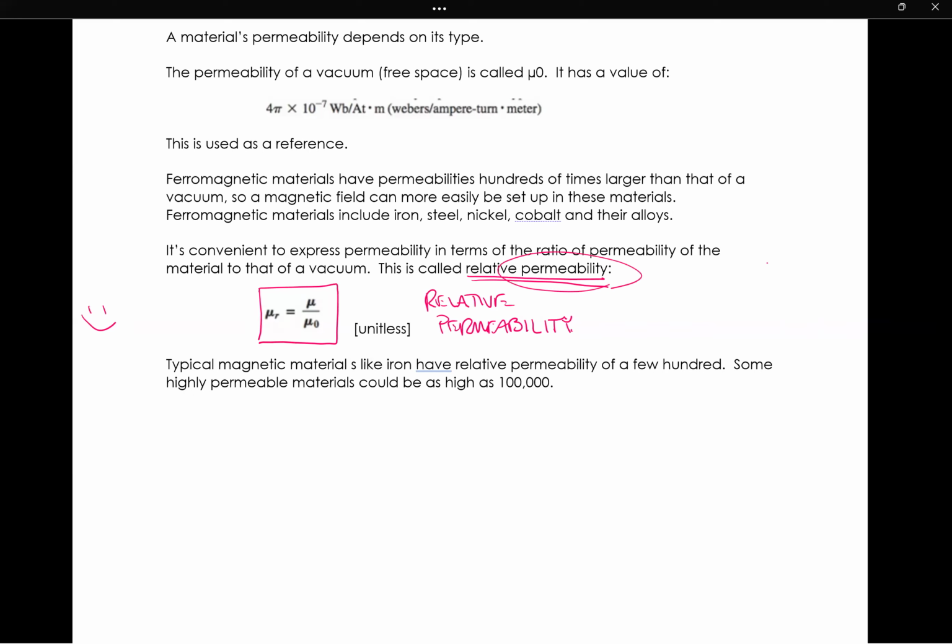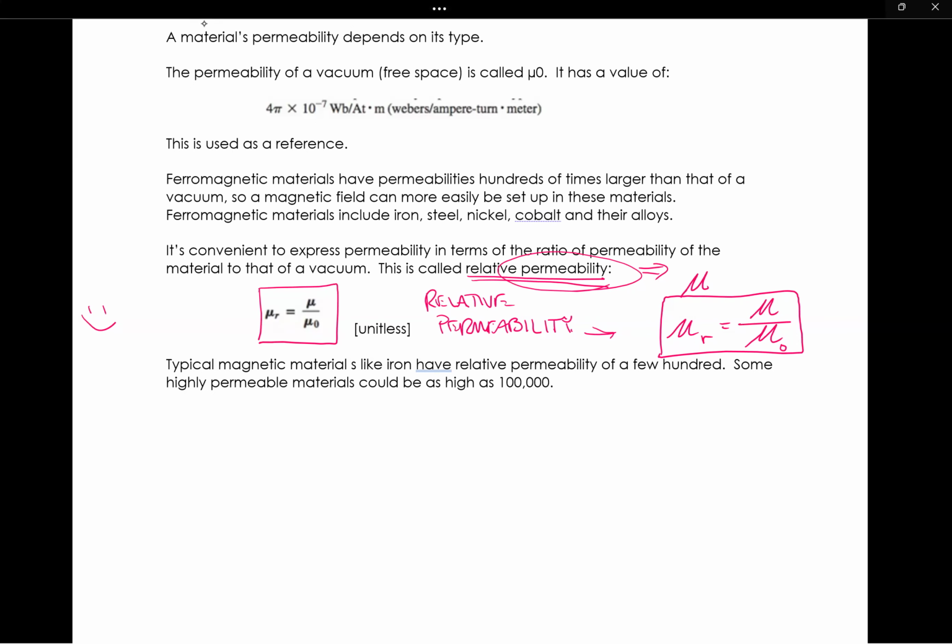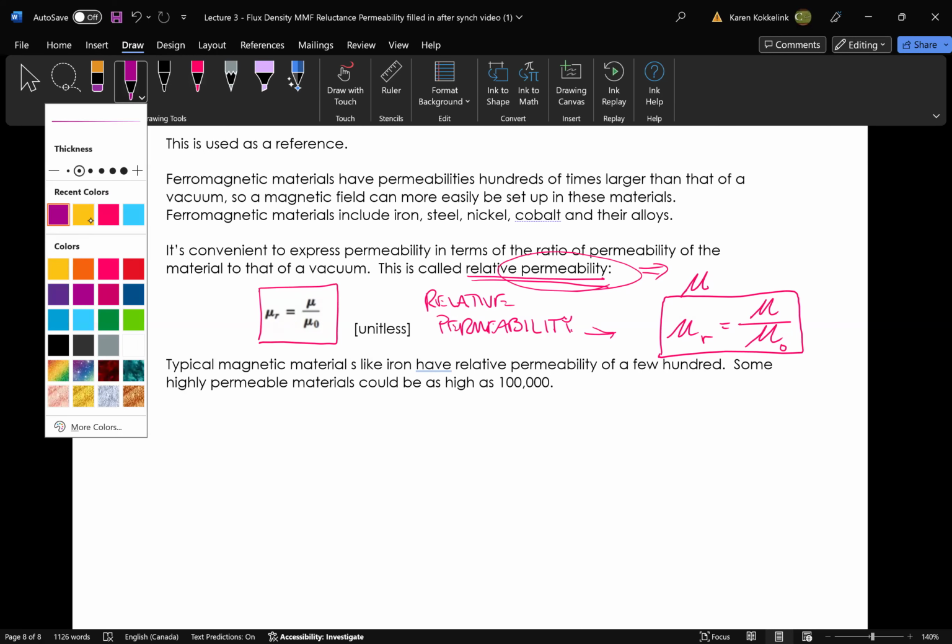Now, permeability has a nice symbol like this. It's called mu. Relative permeability has the symbol mu with an R beside it because it's relative. The relative permeability is a ratio of the permeability of something over the permeability of something else with a naught beside it. And this something else is free space.